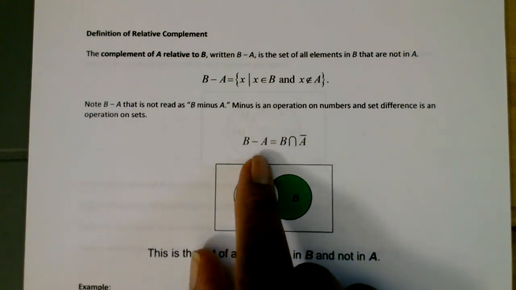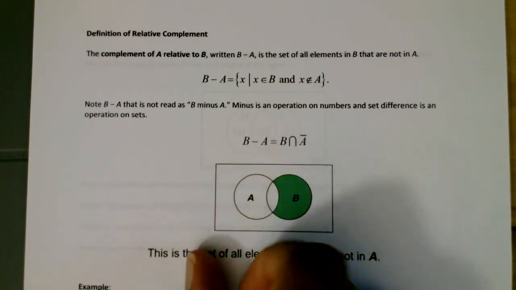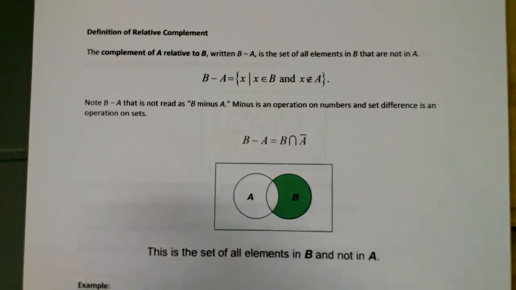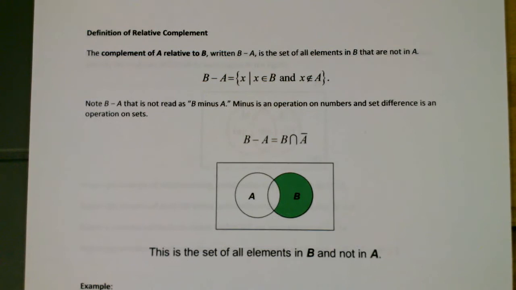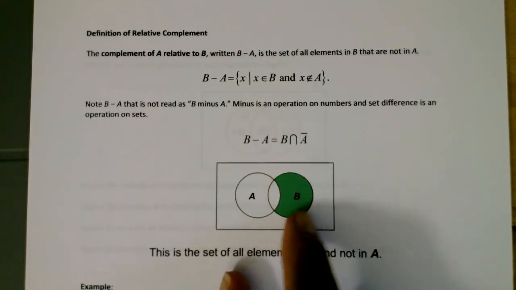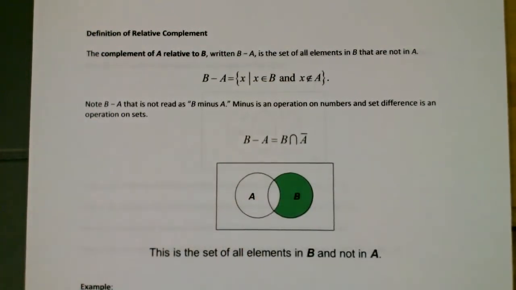So the complement of A relative to B is the same as saying the intersection of B and the complement of event A. And it looks like this in the Venn diagram. That's going to be the set of all elements in B and not in A. So you'll be considering for that, according to the Venn diagram, this shaded part right here, where the intersection is not included and A is not included.